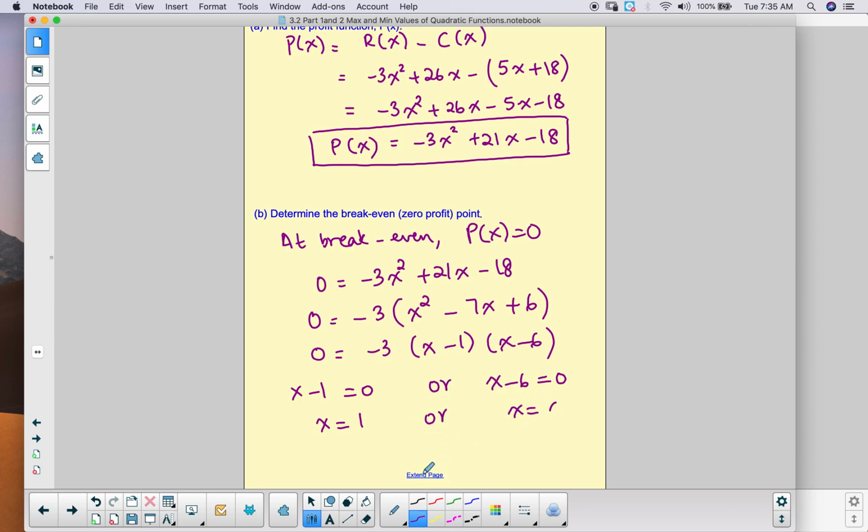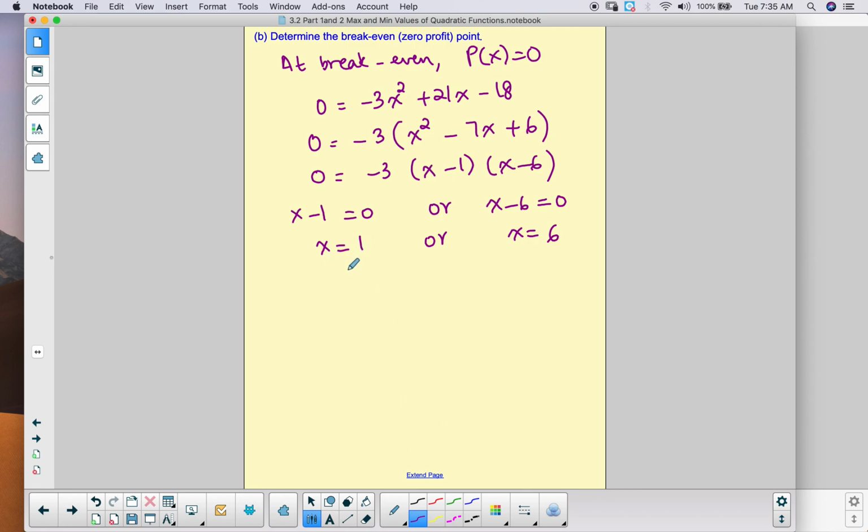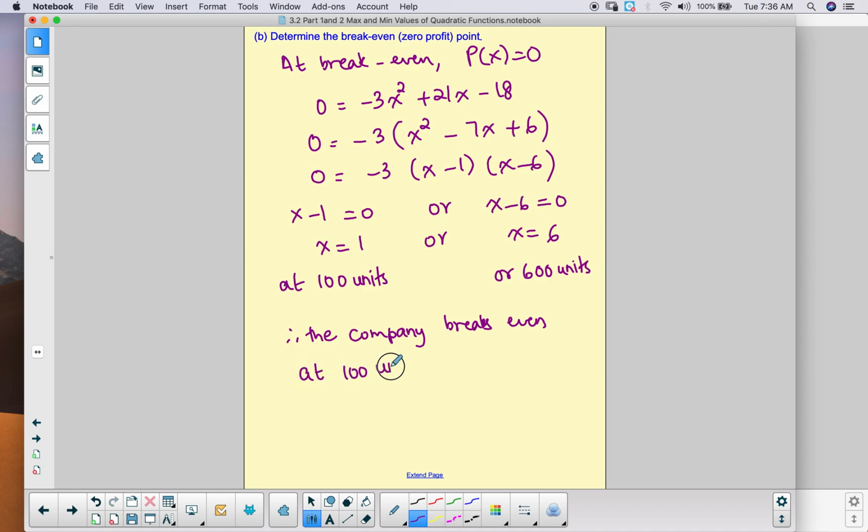So that means you can reach break-even point at x value of 1. X value 1 means 100 units because the number is given in hundreds of units, or at 600 units. Okay, so therefore the company breaks even at 100 units and 600 units. So if it makes that many units, it doesn't make any profit.